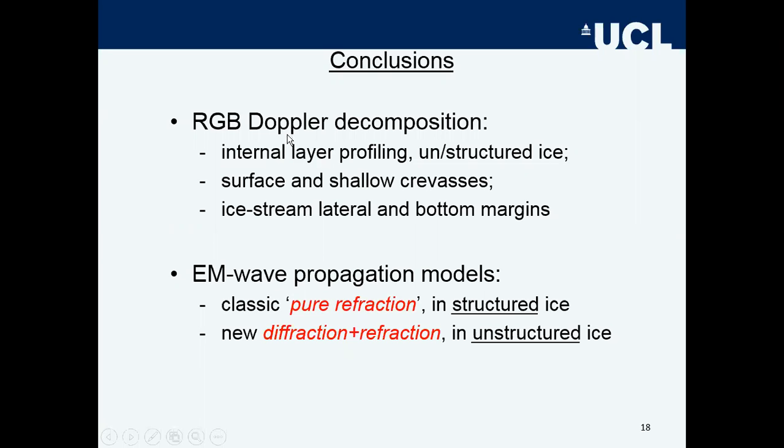In conclusion, this decomposition is important not only at the stage of the SAR image for interpreting what is a crevasse or not, or even the lateral or bottom margins of the ice streams, but also at the radar data level at the beginning of the processing. We can know whether we are in structured or unstructured ice, and depending on this identification of the region, we can apply either pure refraction or the diffraction-refraction model. This can result in much better focusing. And if our single SAR image is better processed, we can obtain better direction of arrival estimations, and with these we can obtain better 3D thickness of our regions under study. And that's all. Thank you very much.